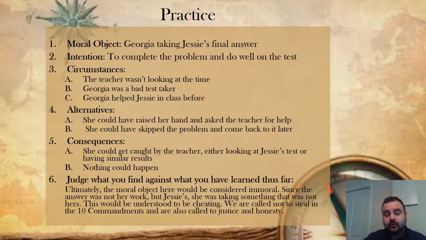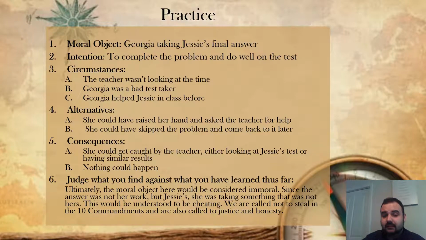Well, instead of taking Jessie's final answer, she could have raised her hand, maybe explained her situation to the teacher and asked for help. Maybe she could have skipped the problem and come back to it later, and seen if there were other problems in the test that could help her, or if she remembered something. Perhaps, if she knew she was a bad test taker, she could have tried to handle that ahead of the test and spoken with the teacher, as opposed to always knowing she's a bad test taker and then trying to handle things last second.